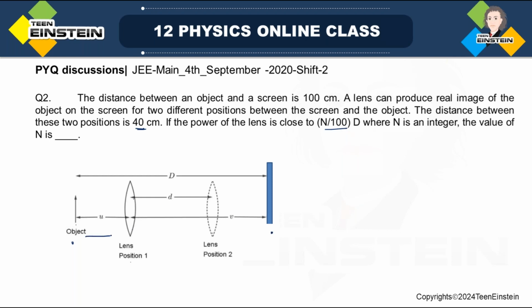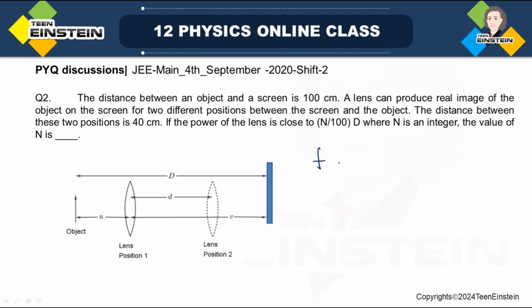If we take this as one position, this will be U, and the whole length will be V. In another case, if I take this as U, then this will be V. Okay, so this is the situation, and the distance between these two positions of the lens is small d. So in such a case, the focal length has a formula.